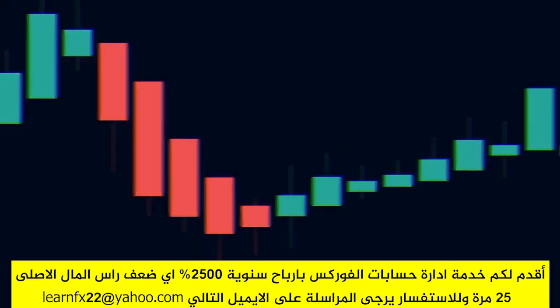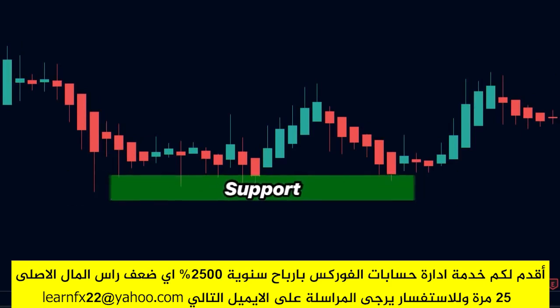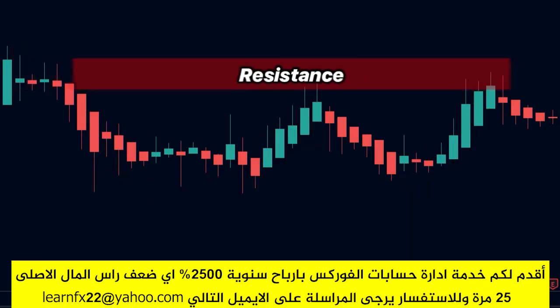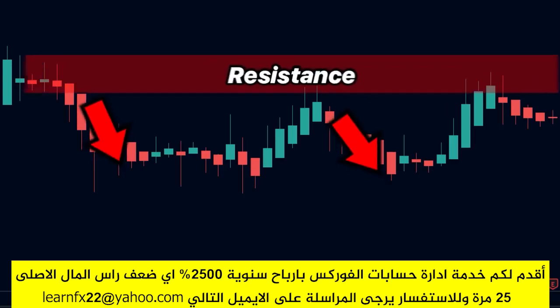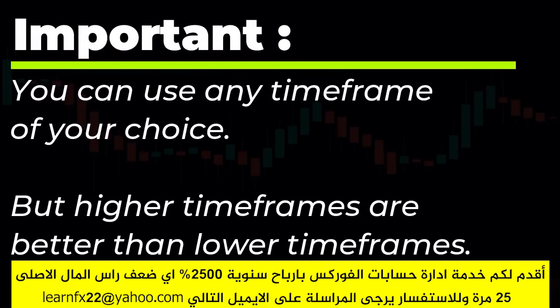Support and resistance are a very integral part of technical analysis. A support level is an area on the chart where we expect the buyers to come in and take the price higher. Similarly, a resistance is an area on the price chart where we expect the sellers to come in and take the prices lower. Now, let's combine support and resistance levels and trade them using our Heikin Ashi inside bar. A quick note here is that you can use any time frame of your choice. But higher time frames will always be better than lower time frames.